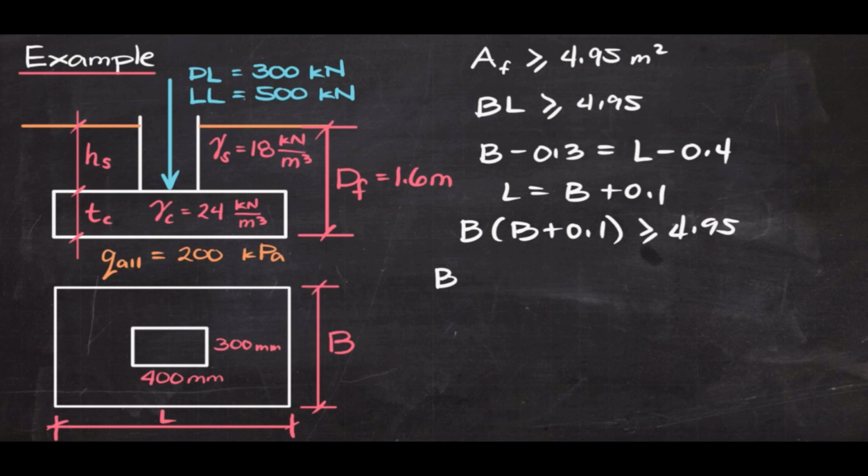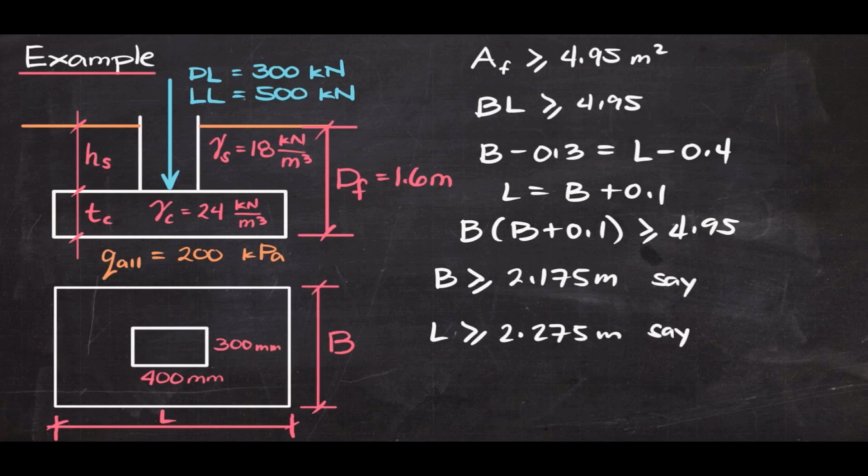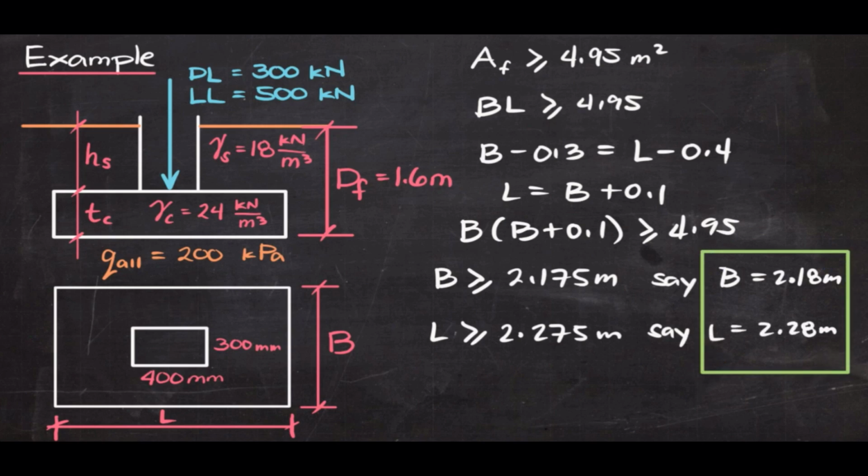Solving for B, we get B must be a value greater than or equal to 2.175 meters, and L must be a value greater than or equal to 2.275 meters. Now, rounding up to the nearest 10 millimeter increments, we can say B is 2.18 meters and L is 2.28. So now we have a size for the footing.